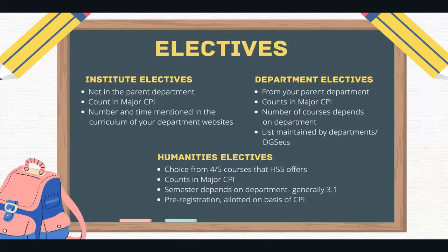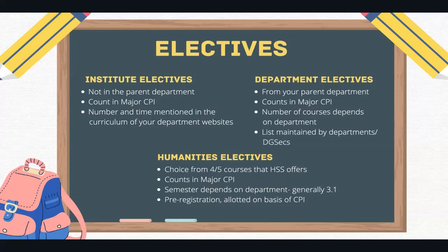To complete your degree here at IIT Bombay, you need to complete a fixed set of courses: a fixed number of institute electives and a fixed number of department electives. The number varies from one department to the other, so I would recommend you check your department websites and confirm how many institute and department electives you need to do.